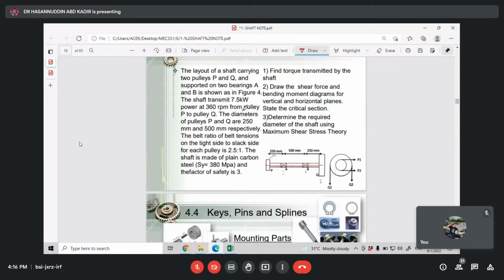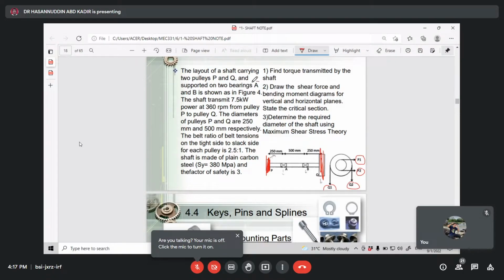Then they mention here they have 2 pulleys, on P and also Q here. Okay, they have a pulley here. So usually the shaft must come together with this pulley. The pulley's load is like this. So they must have a vertical and horizontal condition, which we already learned on the bearing. Never mind, we will repeat it and look at that condition.